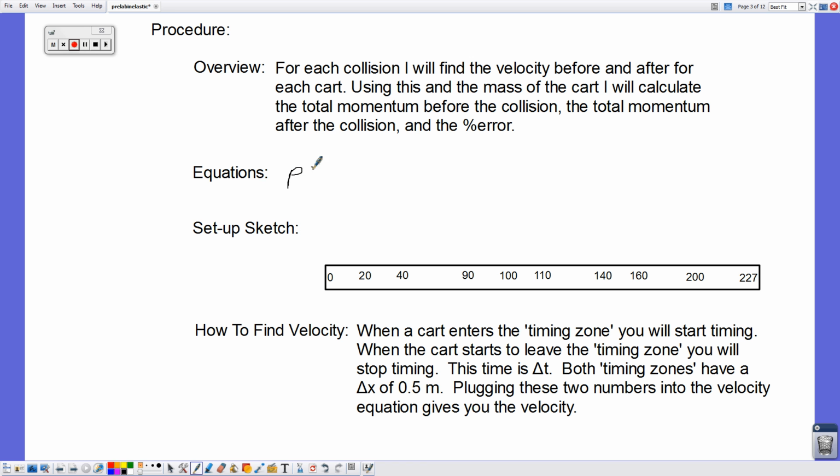All right, the equations we're going to use is momentum is m times v. Also, that total momentum is going to be adding up all of the momentums. And, oh hey, we're going to need to find velocity somehow. And we're going to do that by using this equation.